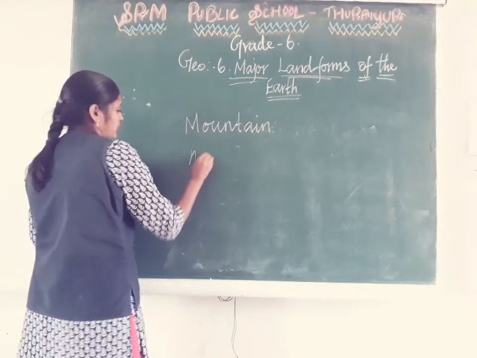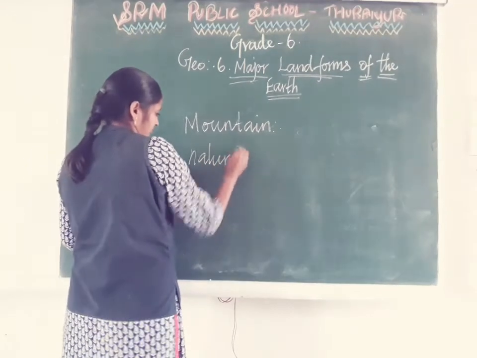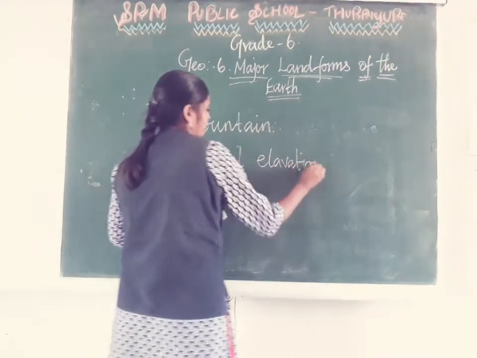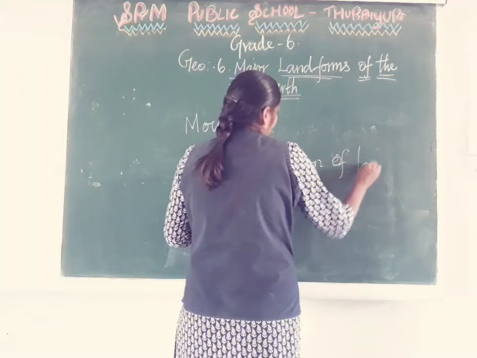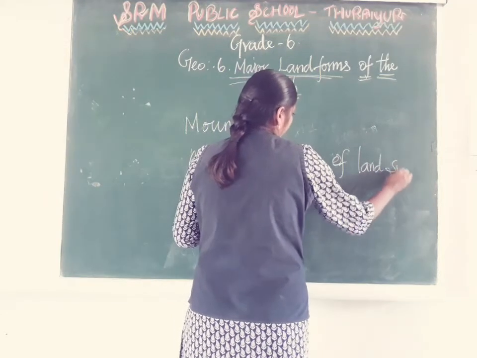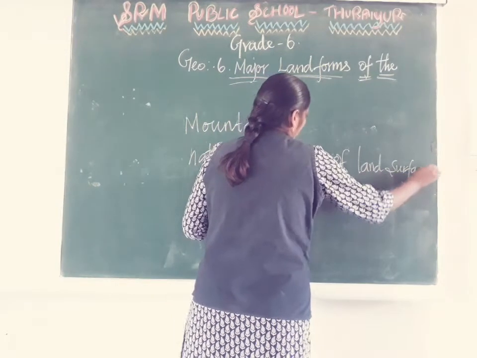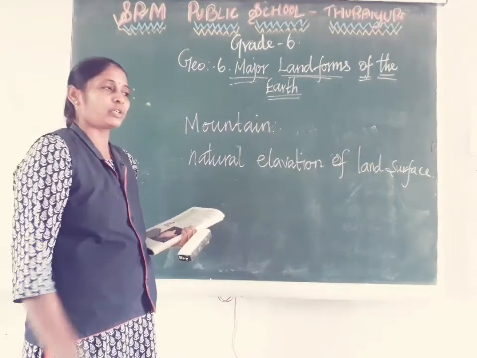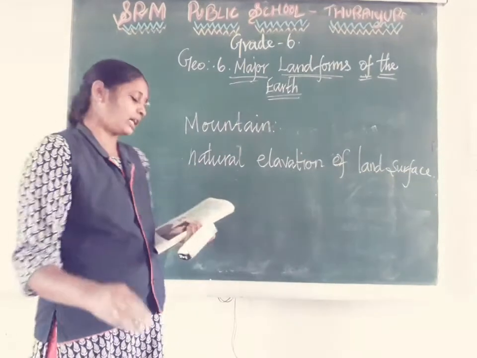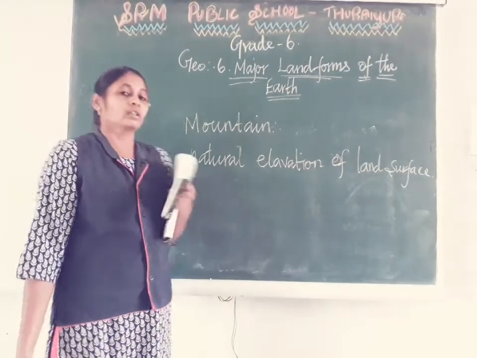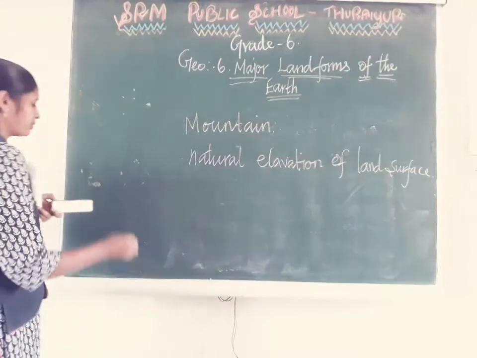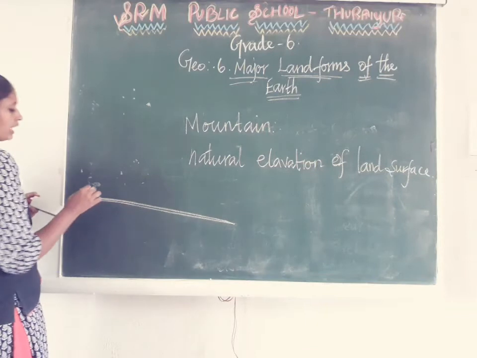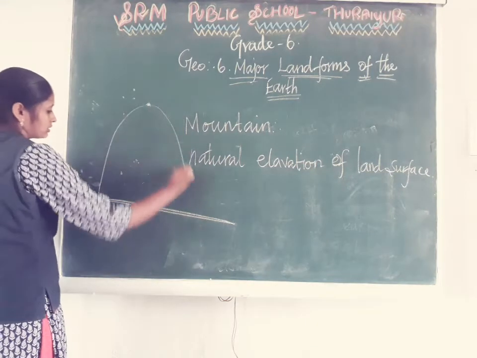Natural elevation of land surface is called a mountain. We can see mountains even in our area and other areas. What is the basic structure of a mountain? Suppose this is a plain area, and in this place we have a mountain.